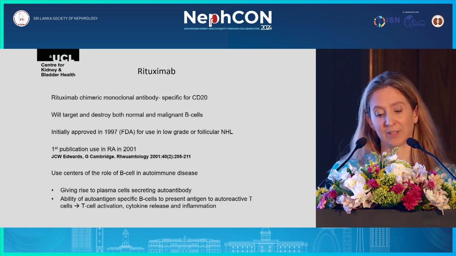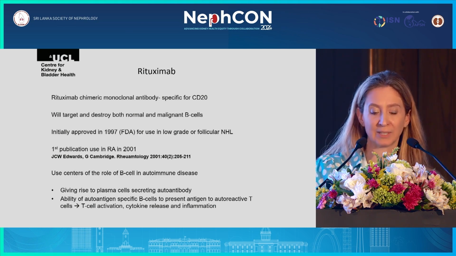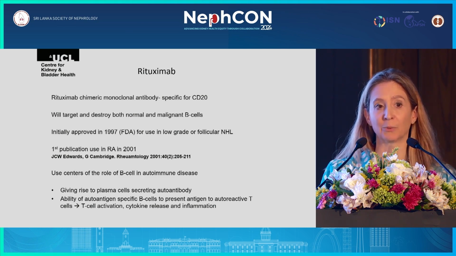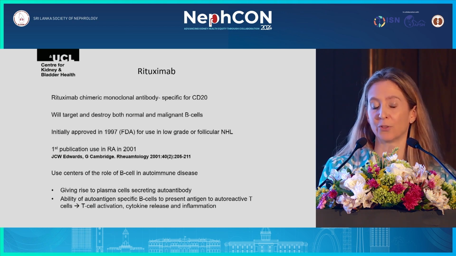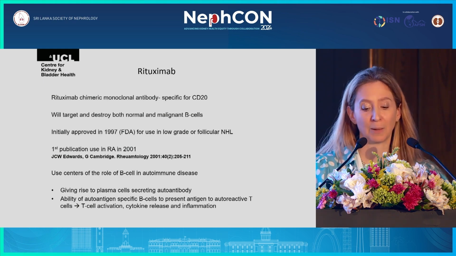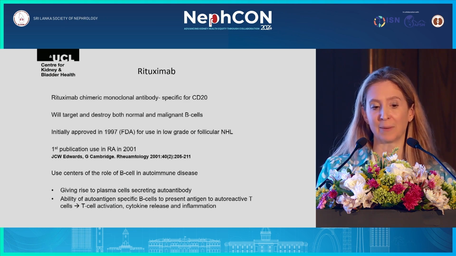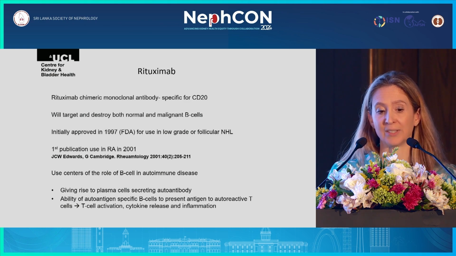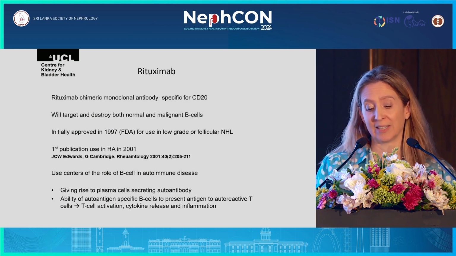Rituximab, as I said, is a chimeric monoclonal antibody specific for CD20. It will target and destroy both normal and malignant B cells. It was initially approved in 1997 by the FDA for treatment of low-grade or follicular non-Hodgkin's lymphoma. The first publication of the use of rituximab in autoimmune disease was in 2001, by colleagues at UCLH, who used it in the successful treatment of patients with rheumatoid arthritis.